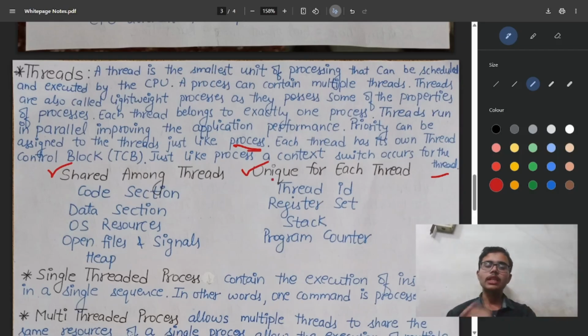What things are unique for each thread? Thread ID. As we know, an ID is unique for everyone, so the thread ID is unique. Register set is also unique. Stack is also unique. Program counter is also unique for each thread.